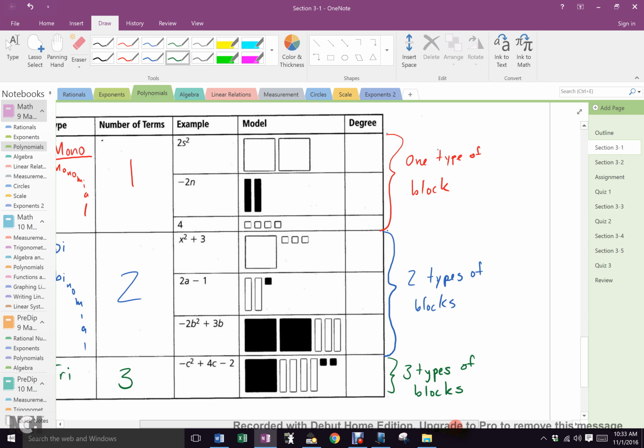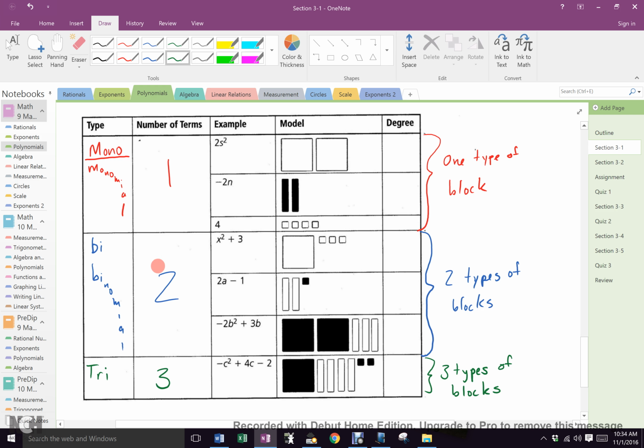Now, you see the word terms. Please highlight it, draw a cloud around it, do whatever you need to do. Right? Terms are these things.